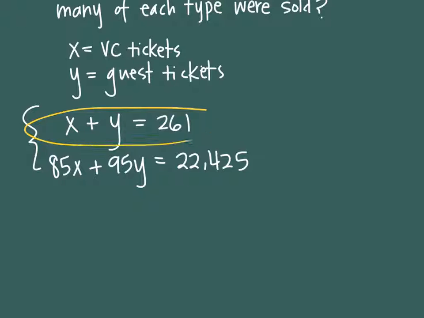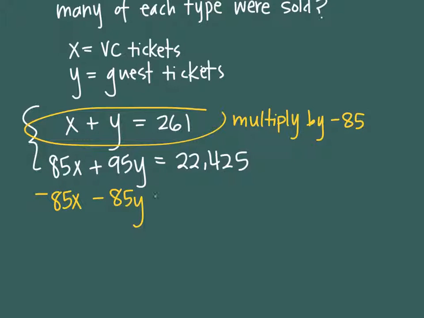All right, so for example, if I picked X as the variable I would like to cancel out, then I need to take this top equation and multiply by negative 85. Why would I pick the number negative 85? Because it's the opposite of positive 85, and I want the x's to disappear. So I would have negative 85x and negative 85y and negative whatever 261 times 85 is. So I'm distributing negative 85 to all the parts of that system.